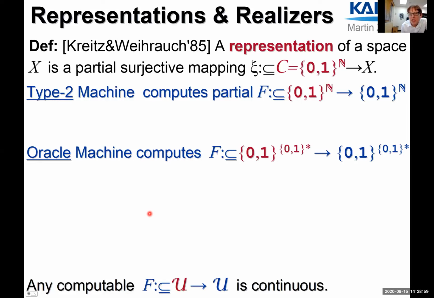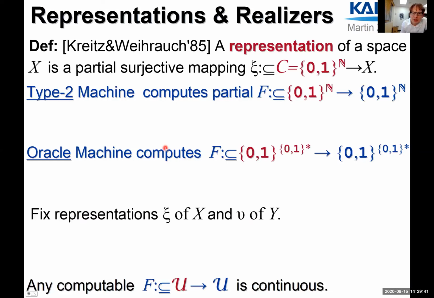So we want this to be surjective, to be onto, in order to make sure that each element of the space X has at least one code, has a name. We don't require the name to be unique. That was not the case already in the real setting, as you may recall, far from unique. And we don't require every single infinite binary sequence in Cantor space to be a code. That's why it's called a partial mapping, and we use this symbol in order to indicate partial mappings. So this is the Weihrauch conception of a representation, of an encoding of a space.